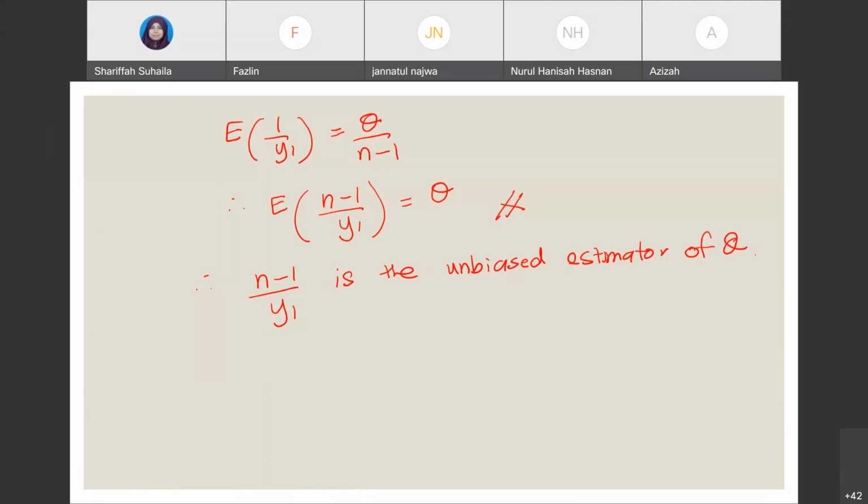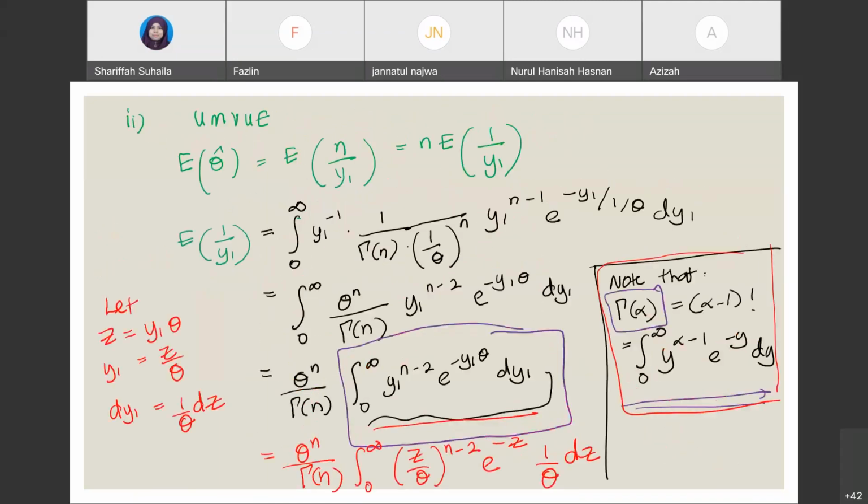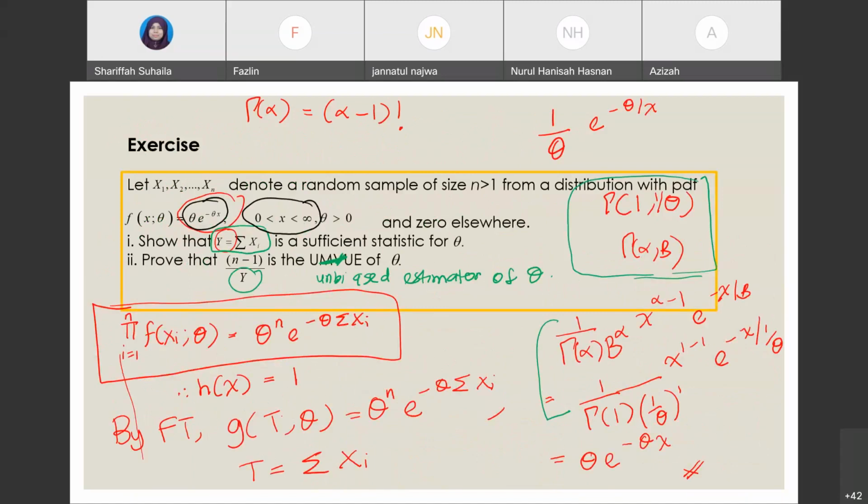Okay, cuma dia punya jalan kerja tu panjang sikit lah. Sebab kita ada, saya refer back. Yang first part kita dah proofkan dengan dia punya likelihood function, kita dah proofkan menggunakan factorization theorem. So kita dah ada summation xi is a sufficient statistic for theta. So second part kita nak proofkan n minus 1 over y is the unbiased estimator. So y kamu tu adalah summation xi.